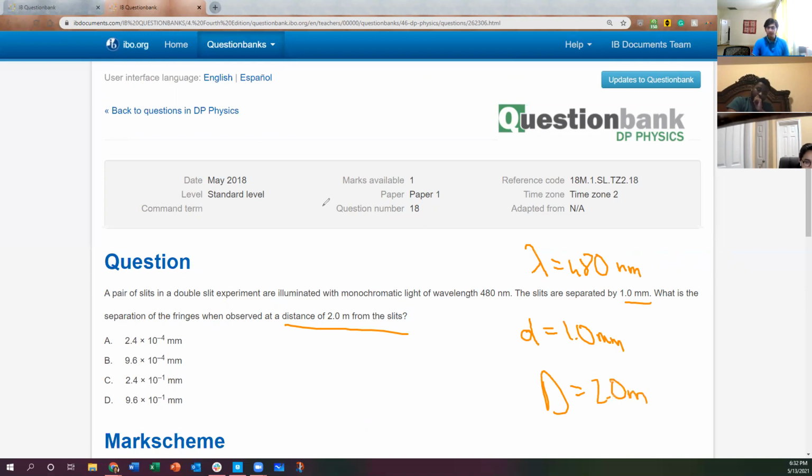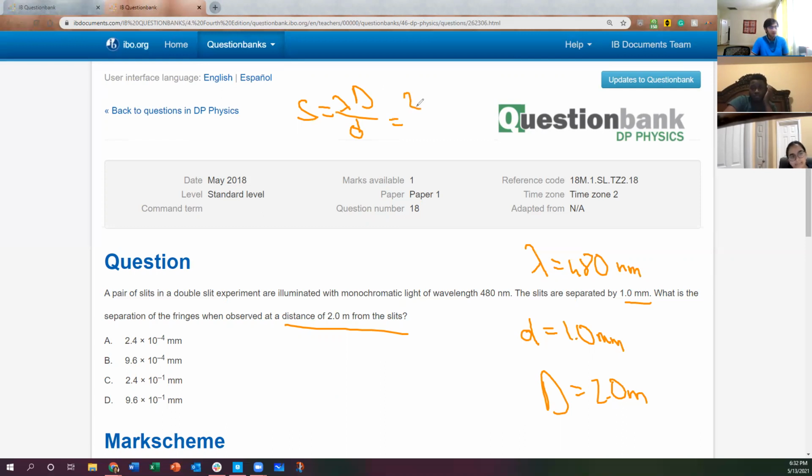There's the formula for this in your formula booklet. You'll find that S equals lambda big D over little d. Is that right, CJ? I might have done that wrong. Let me check my formula booklet. I think that's it. That's correct? Okay, perfect. So now you can just plug stuff in.